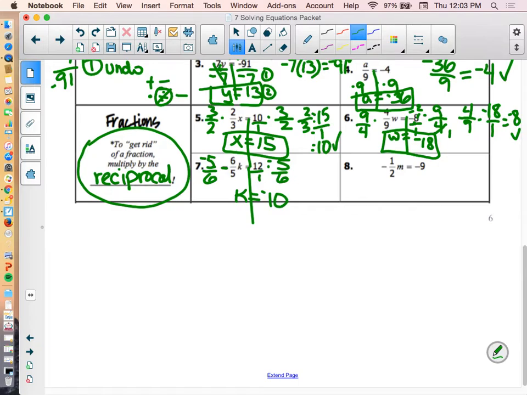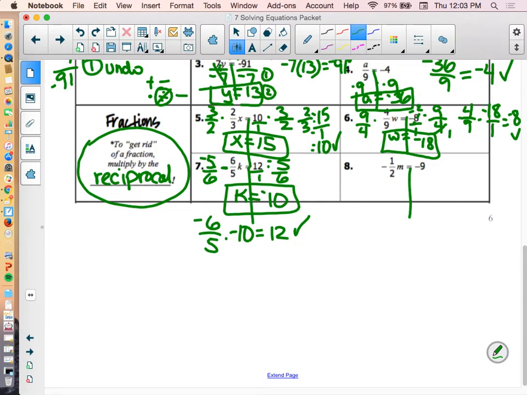Okay, and then I check by plugging it back in. So I do negative 6/5 times negative 10, and I see, is that equal to 12? Well, I've got negative 60 which becomes a positive. Negative times a negative is a positive, so positive 60 over 5, which is 12. Yay! Box up your final solution.